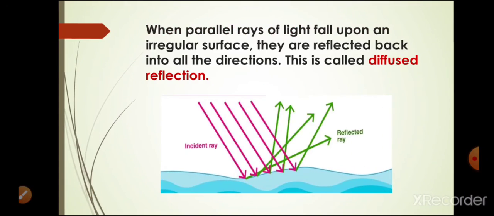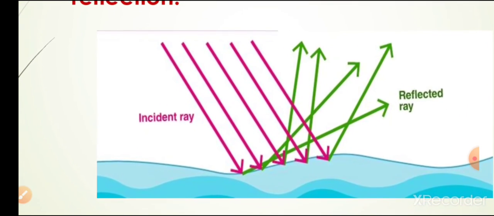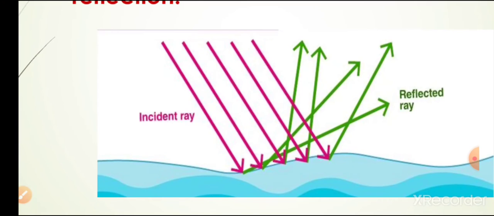Now students, diffused reflection. What is a diffused reflection, or you can say irregular reflection? When light rays fall on a rough reflecting surface, they get reflected in different directions. Now you can see here the pink line and the green line. The pink line is the incident ray and the green lines are the reflected rays. So in irregular or diffused reflection, the light gets reflected in different directions.